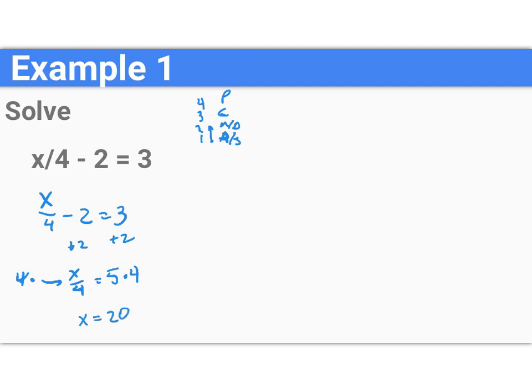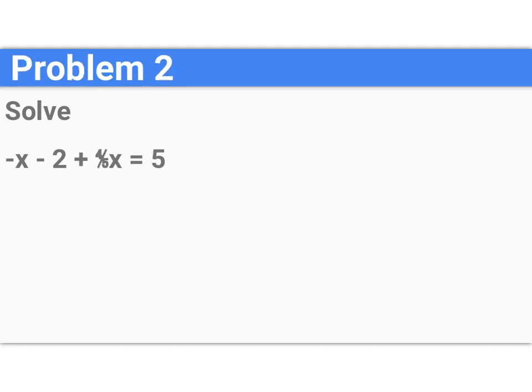So if you stick 20 back into your original equation, 20 divided by 4 is 5. 5 minus 2 is 3. That makes a true statement. Let's look at our next example.